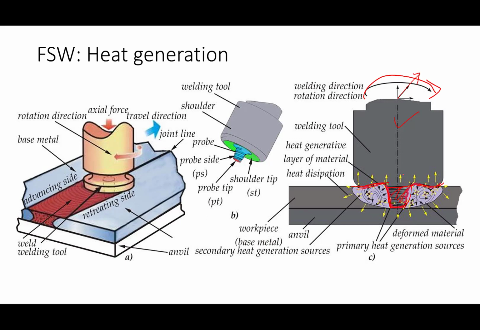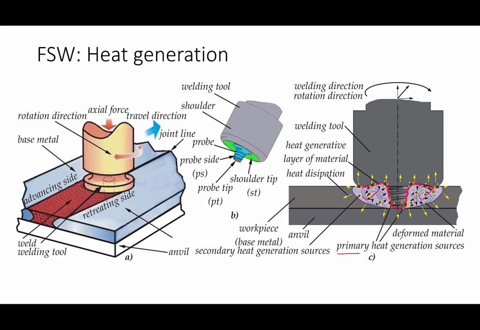Okay, this section. And since there is continuous frictional heat generation, deformation, and movement of the material, this is the zone of the metal that will be experiencing the heat as well as the deformation, and that in turn will be leading to the development of the weld joint. So this is the kind of movement that will be happening all around the tool. So the material is getting deformed.